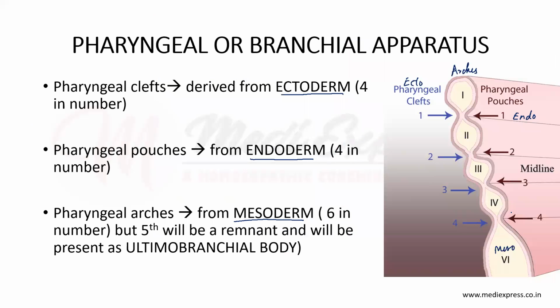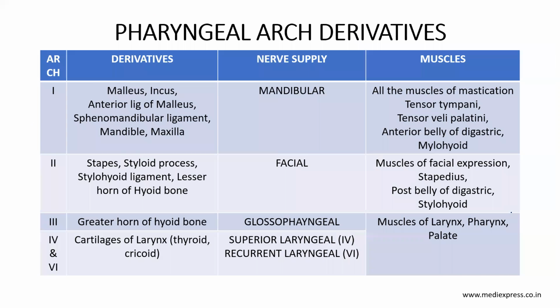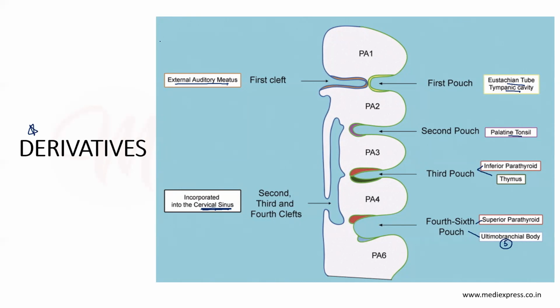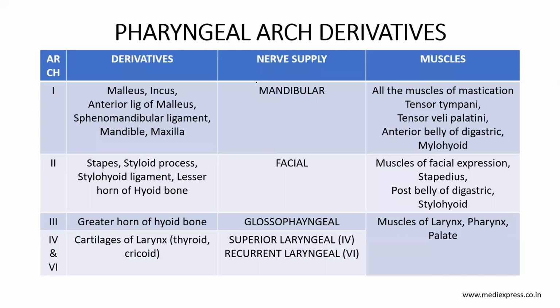So this was regarding the pharyngeal or the branchial apparatus. Now, some other things, the arches. So all this time we saw the derivatives of the pouches and the cleft. Now we are going to see about the arch. The first arch, the derivatives are the malleus, incus, the anterior ligament of malleus, the sphenomandibular ligament, and the mandible as well as the maxilla. So these are the derivatives of the first arch.